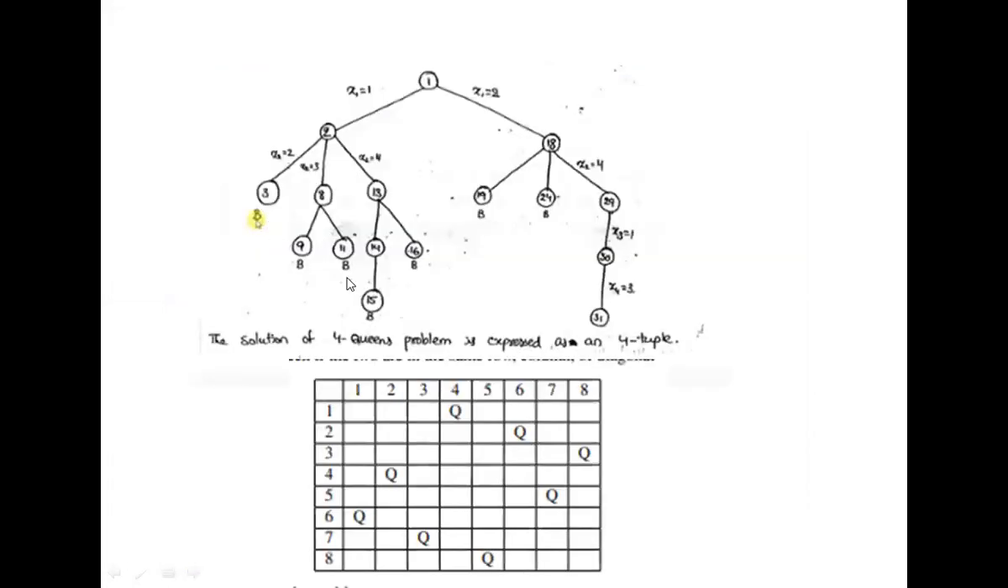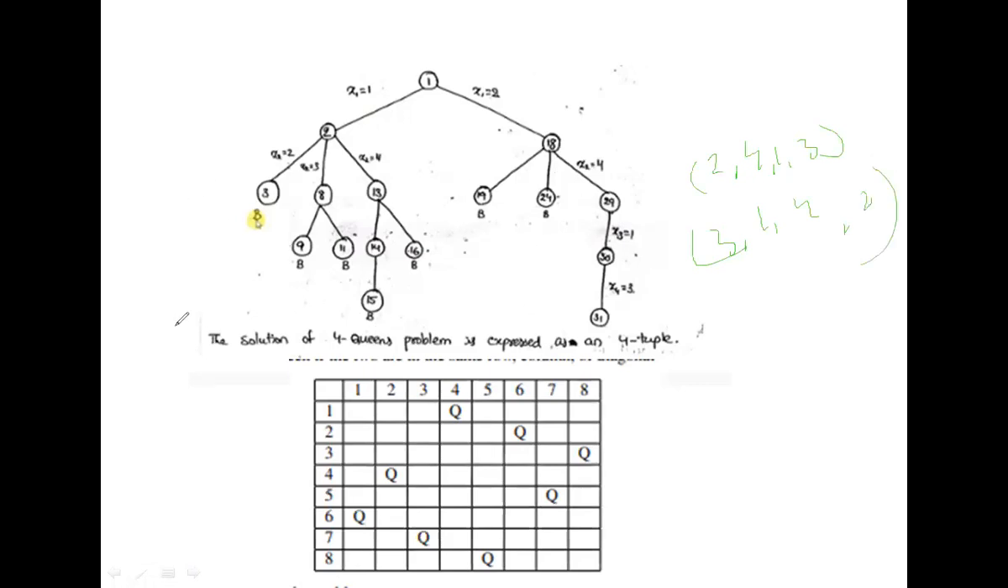Okay. So what is the solution here for the 4 queens problem? This is the solution for the 4 queens problem. What was the solution here? The solution will be represented in a tuple, that is 2, 4, 1, 3, or just reverse it, 3, 1, 4, 2. Okay, this is the final solution.